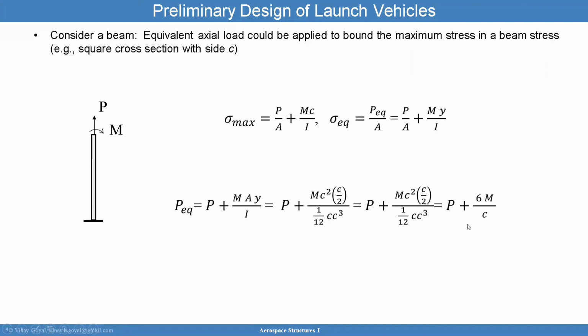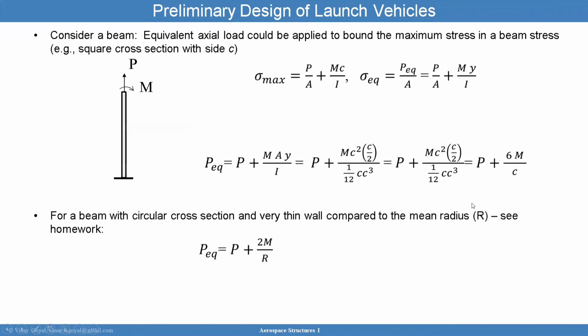You can see here that if I know the moment and I know the axial load, I can come up with an equivalent load P that gives me the same effect as having to look at moment and axial load separately. You can demonstrate that for a circular cross section for a thin wall with mean radius R, P equivalent equals P plus 2M over R. There will be something in a homework, or I invite you to pause the video in YouTube and see if you can get this, but this is what you will get.